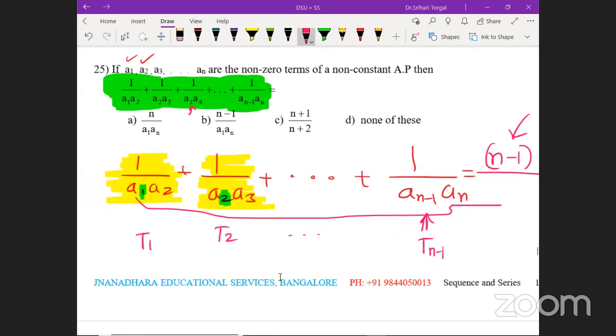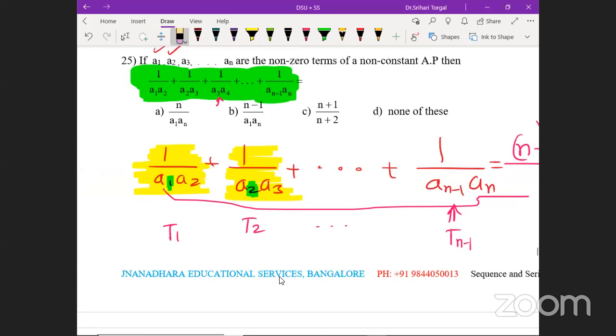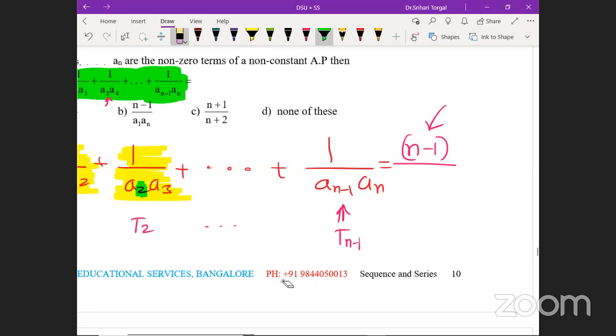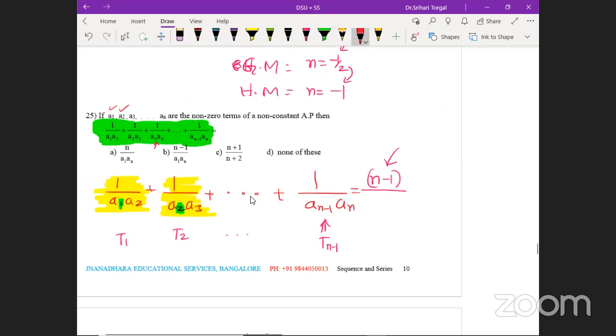A1 into AN. Write down the first and the last. That's it. Option B is the right answer. Got it? Option B is the right answer.